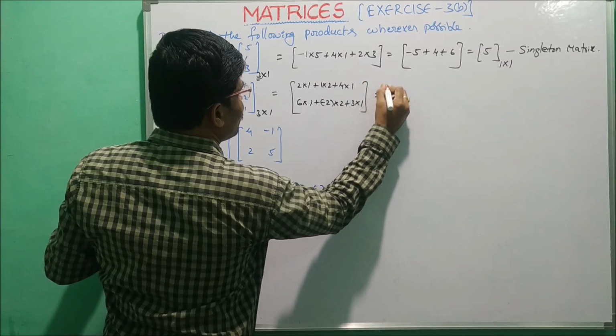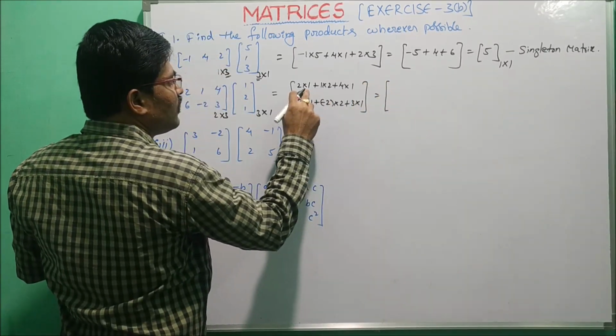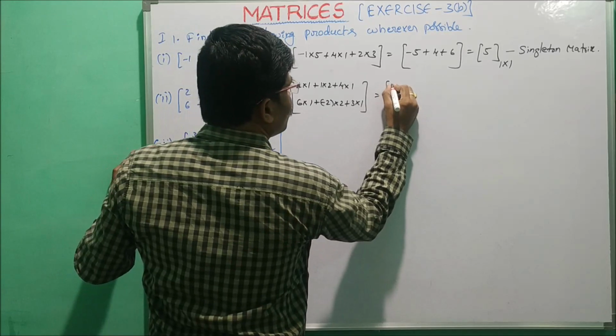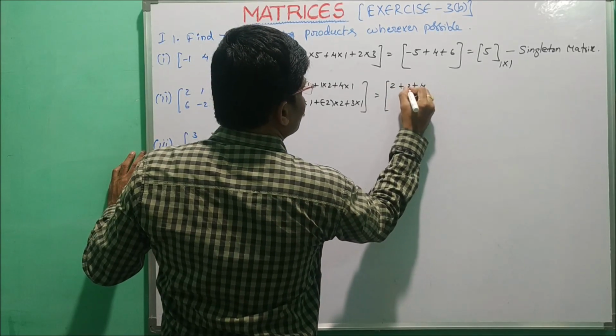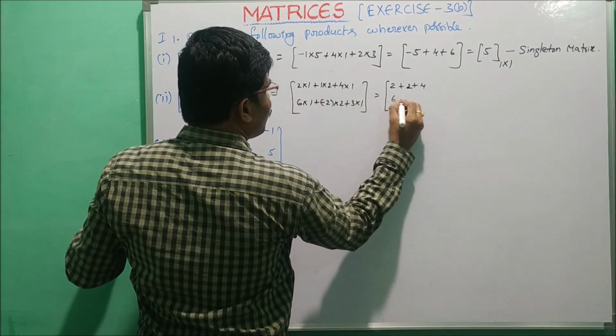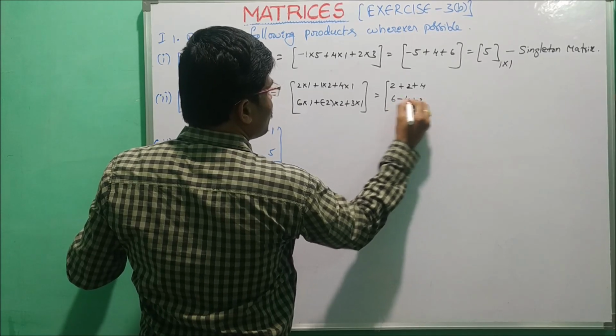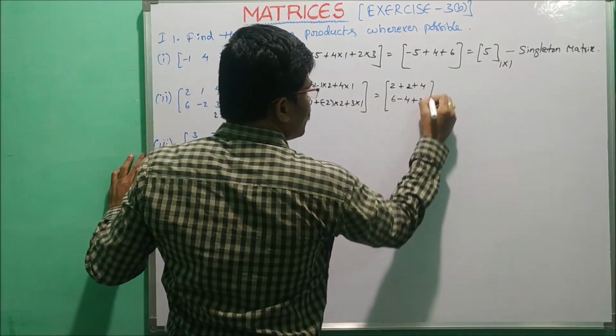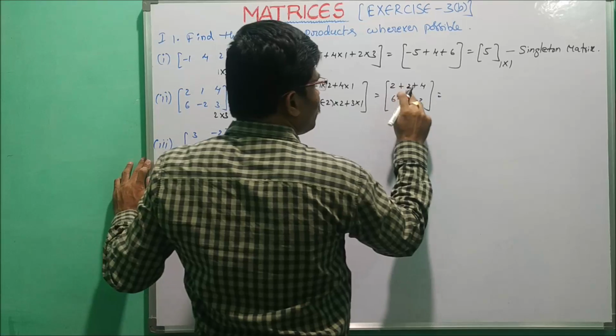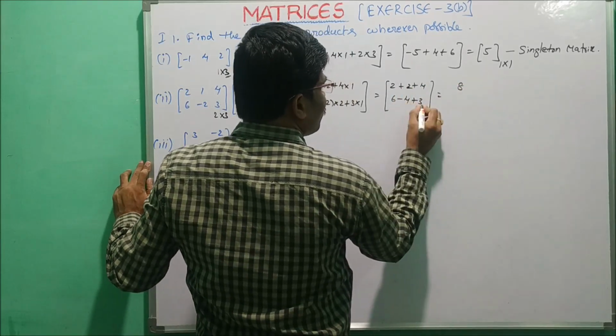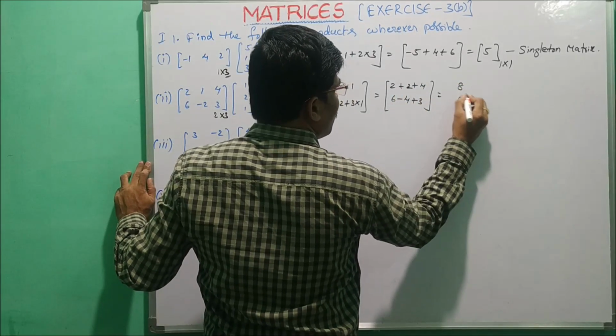Now we can simplify that. In that, 2 into 1 is 2, plus 2, plus 4. In this, 6 minus 4 plus 3. Minus 2 into 2 is minus 4. Now it can be simplified. 2 plus 2 plus 4, that is 8. In this, 9 minus 4, that is 5.